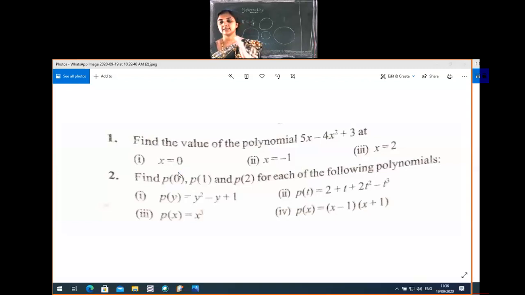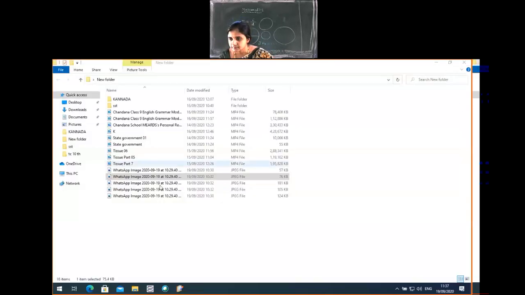Okay, so next, second question, find p of 0, p of 1, p of 2 for each of the following polynomials. There are 4 polynomials given, so for each of the polynomials you have to find out p of 0, p of 1, p of 2. For this, p of 0 first you find, p of 1, then p of 2. Same thing, p of 0, p of 1, p of 2. Same thing. Next one.